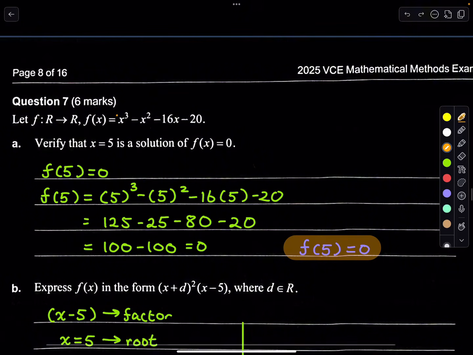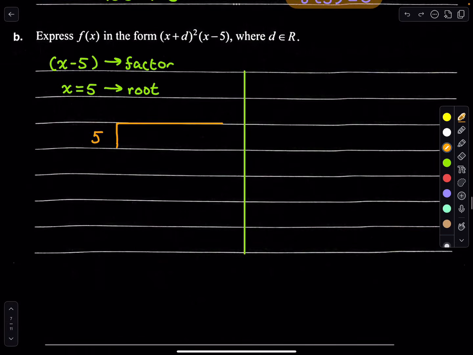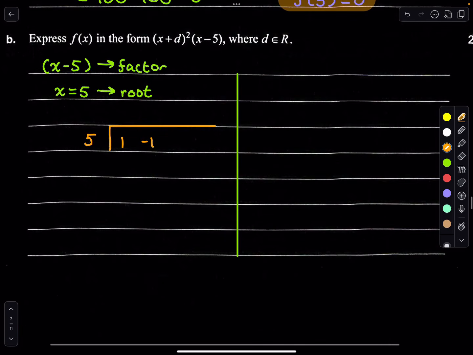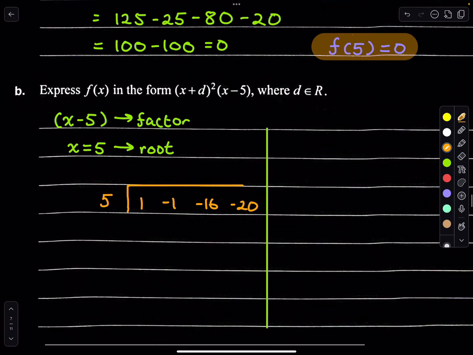Can you see how the coefficient of this is 1? The coefficient of this is negative 1. The coefficient of this is negative 16. The coefficient of this is negative 20. Like that, we're just going to put the coefficients. So let's write it. This one's 1, negative 1. What was the other one? Negative 16, negative 20. Beautiful.